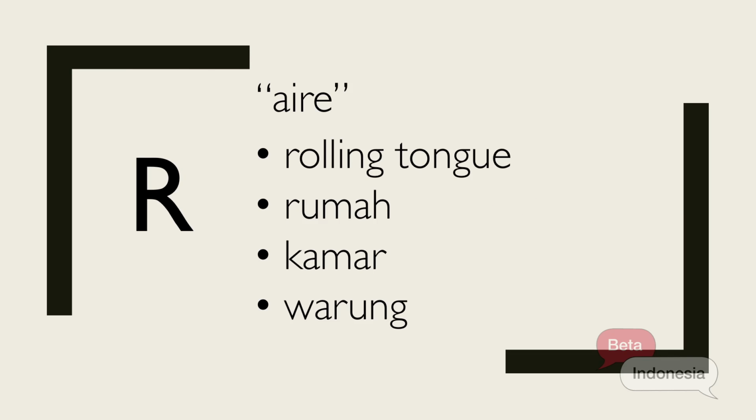R is pronounced with a rolling tongue and is for rumah, kamar, and warung. Learners may struggle with rolling their tongue, so do not stress about it if you can't get it right just yet.